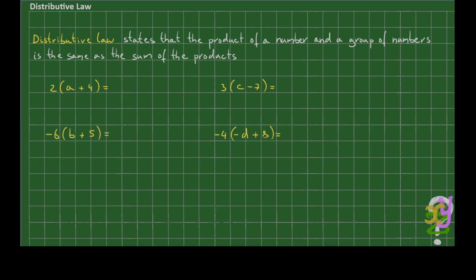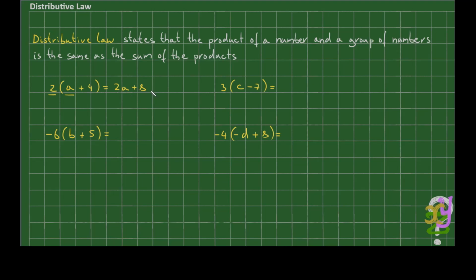Alright, let me start from the top left. We have 2 multiplied by, in brackets, a plus 4. The distributive law says multiply everything outside of the bracket with everything inside the bracket individually. And so I will have 2 multiplied by a, that is 2a, and then I will have 2 multiplied by positive 4, well, that is positive 8. And that is as far as we can go. I cannot add 2a and 8 because they are not like terms.